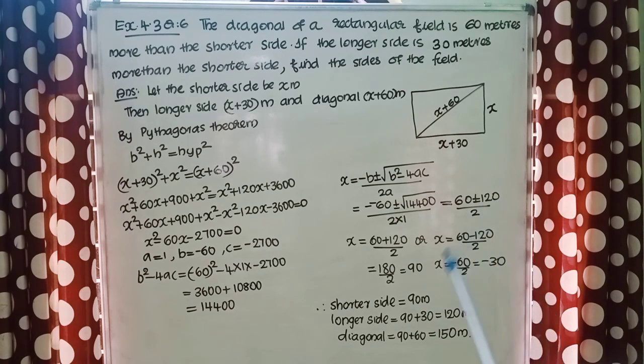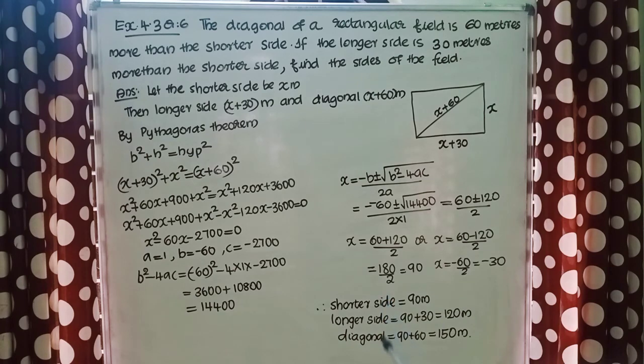The second value is negative. We cannot consider it. So we can take x = 90. Therefore, the shorter side is 90 meters, the longer side is 90 + 30, that is equal to 120 meters, and the diagonal is 90 + 60, that is equal to 150 meters.